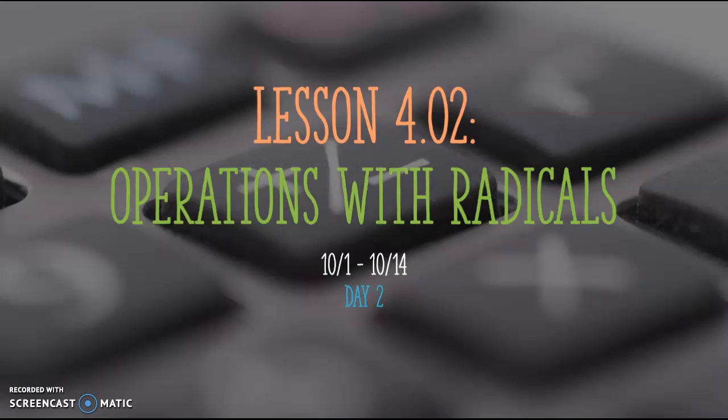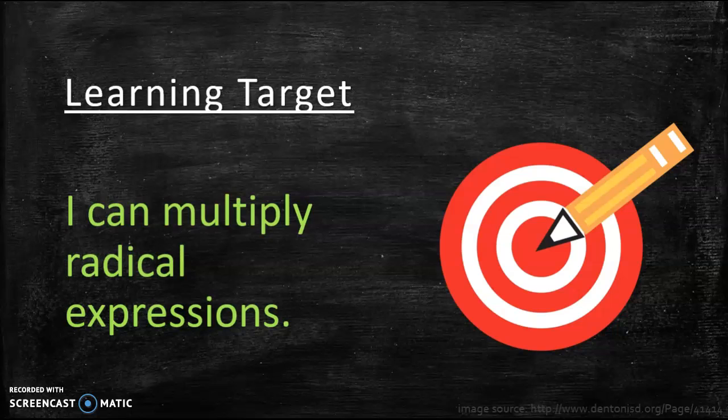This is day 2 of our lesson 4.02, Operations with Radicals. So we'll go ahead and take a look at our first learning target for this part of the lesson. We're going to start by multiplying radical expressions. Yesterday, we saw how to simplify radical expressions, and that's a skill that you're going to need for the rest of the lesson today on this recording that you're about to watch.